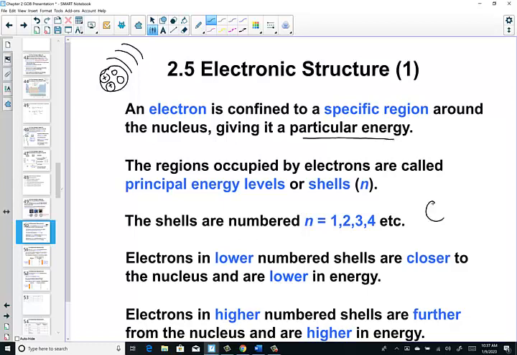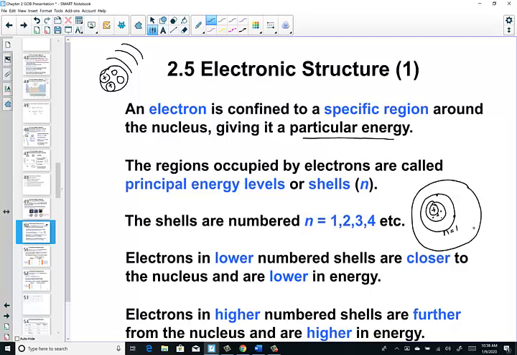If I have a nucleus with positive protons and these neutral neutrons, and I draw a first energy level, or a shell, this is where N equals 1. N equals 1 is of lowest energy because it's closest to the nucleus. We will learn that at maximum there are 2 electrons in the first energy level.